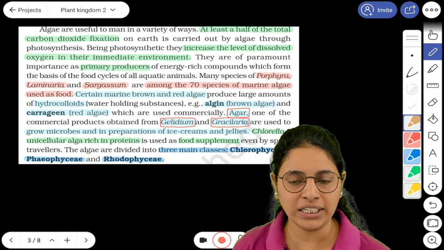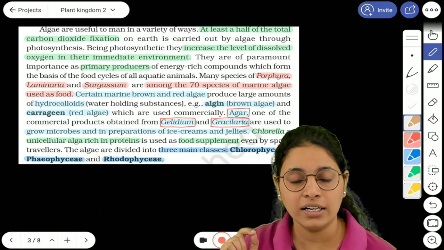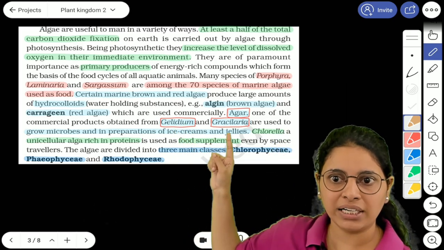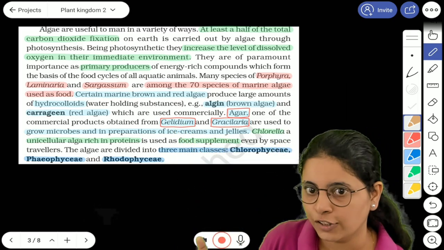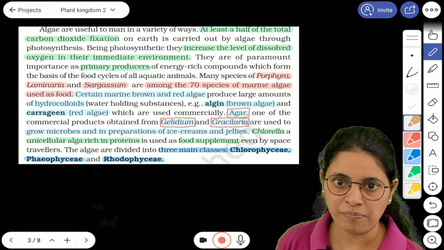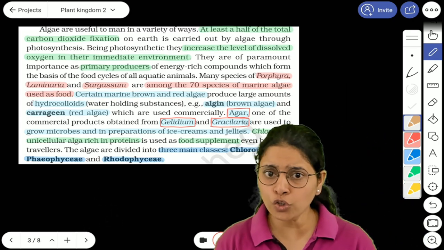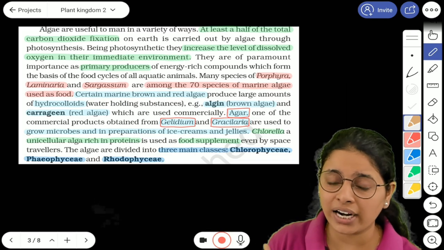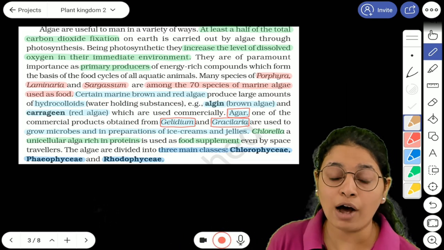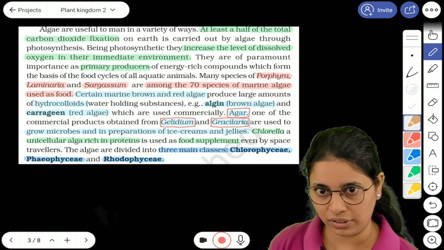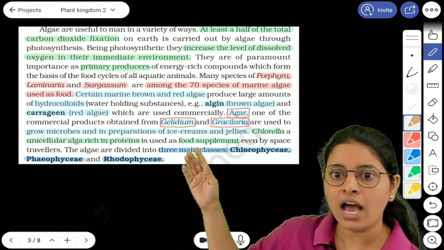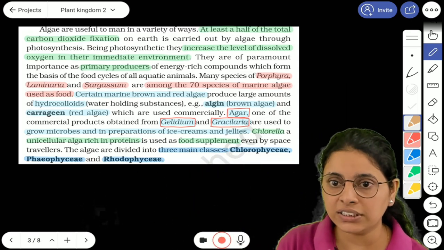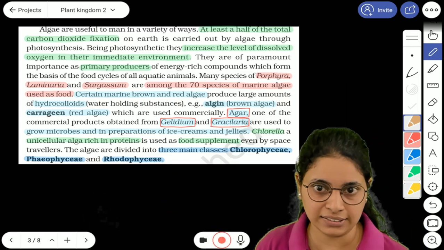Next, Rhodophyceae. This includes all the red algae. So these species like Gelidium and Gracilaria, these are red algae. So they belong to Rhodophyceae. So far we have seen the general characteristics of algae, then how they are diverse in their structure, how they reproduce, and their importance. And last we have mentioned the three classes. So in the next video we will study these three classes in detail.